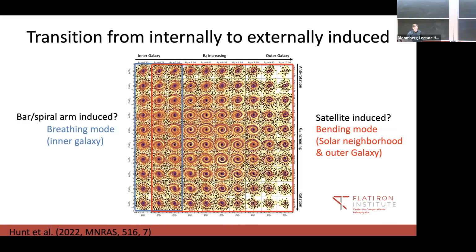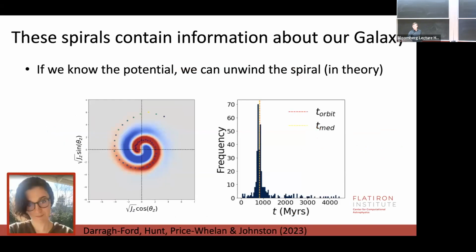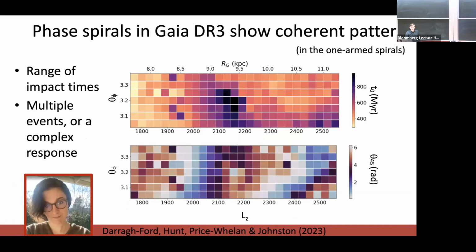I don't have too much time left, but in brief, I remind you of the argument I mentioned from Elise Darragh-Ford, that if you know the galactic potential, which of course we don't, you could unwind the phase spiral and learn about the timing of whatever perturbation has caused these things to start wrapping up. And so we can take Elise's algorithm and apply it to the phase spirals from Gaia DR3 and make measurements of the time that the interaction would have happened if this model is correct.